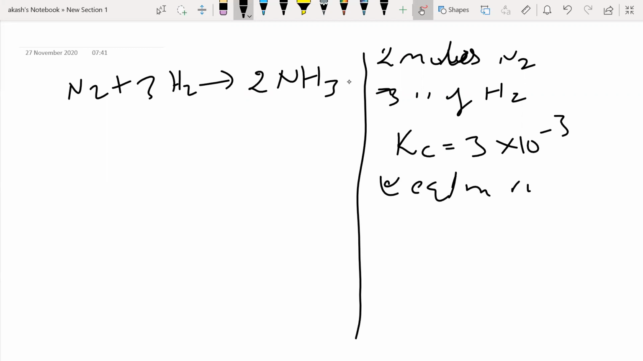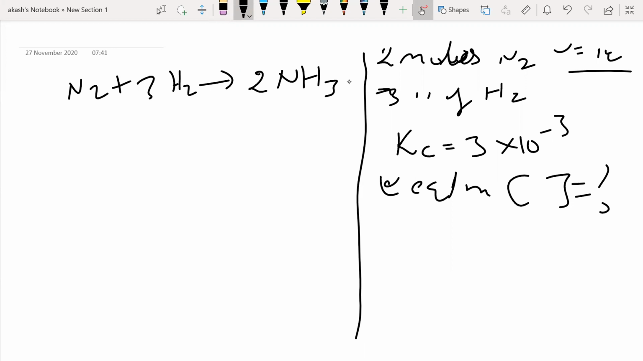Number of moles of N2, or you can even find the concentration. If I give you the volume, assume that the volume of the vessel is 1 liter. So obviously I want to find the equilibrium concentrations of all the things, that is N2, H2 and NH3. This is the question.